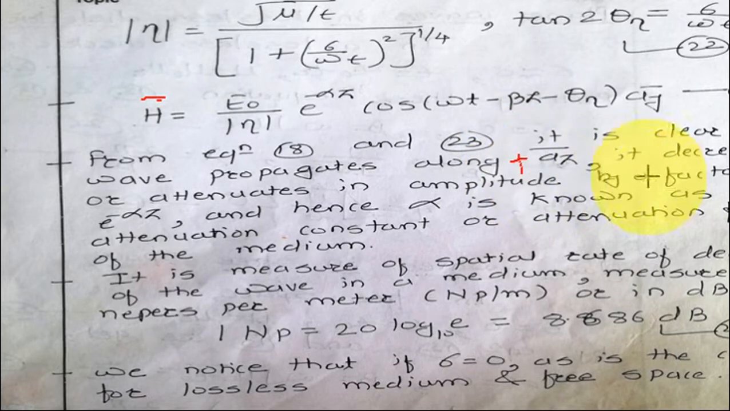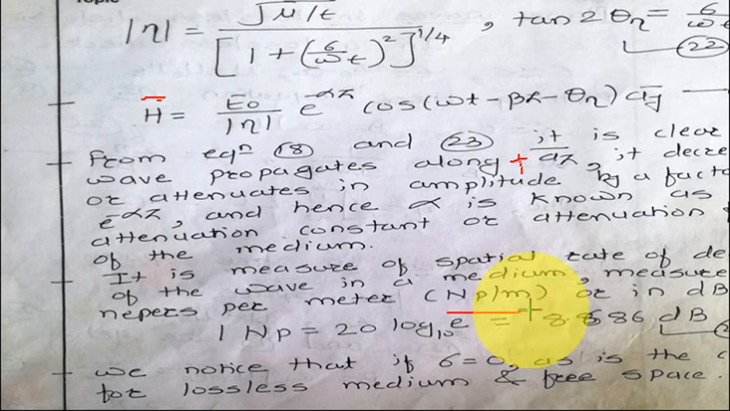I will write it here, and it declares that the amplitude decreases or attenuates by a factor of e raised to minus alpha z. That also we have talked about, and hence alpha is known as the attenuation constant of the medium. Okay, attenuation factor of the medium. And if it is the attenuation factor, its measure is the spatial rate of decrease of the wave in the medium, measured in Nepers per meter. So the unit of alpha is Nepers per meter.